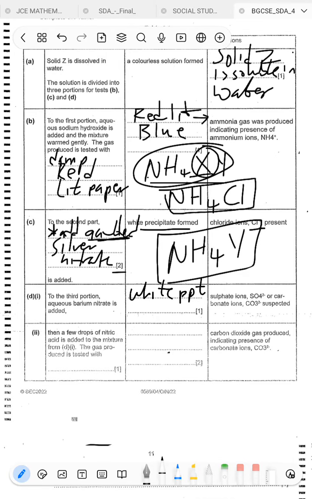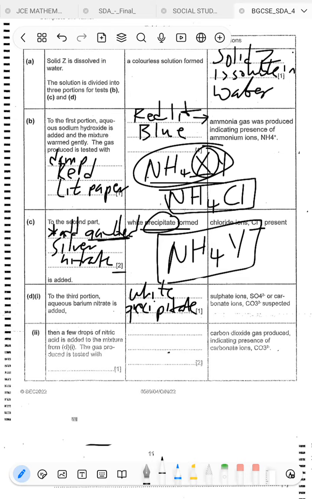White precipitate, but you don't abbreviate. You as a student, you don't abbreviate. You write the full word, precipitate. Okay, white precipitate. Some of you might get the habit of abbreviating. White precipitate.